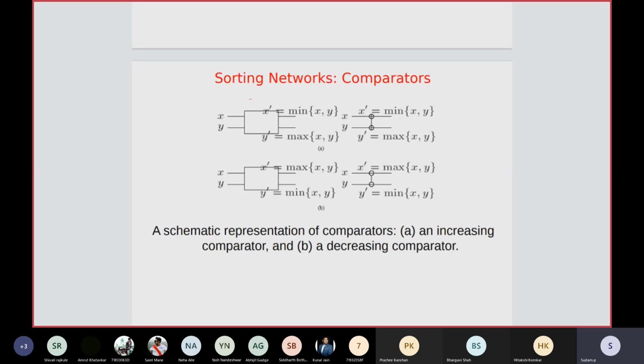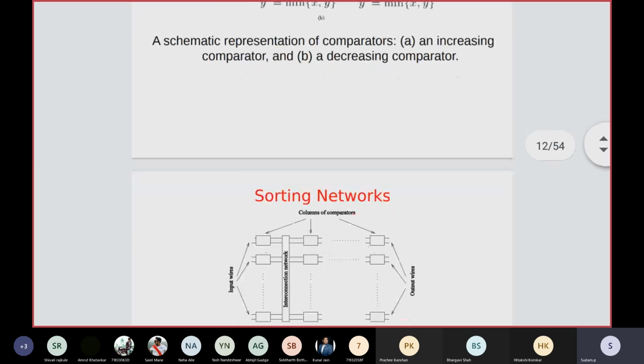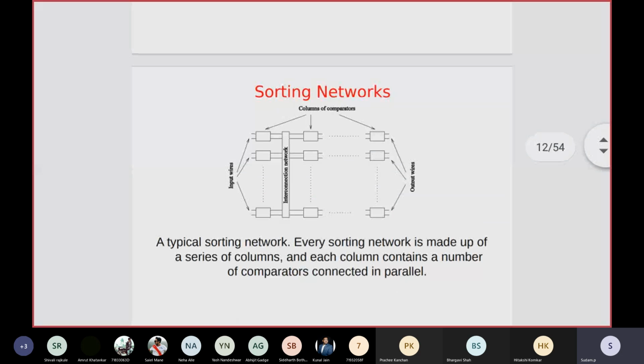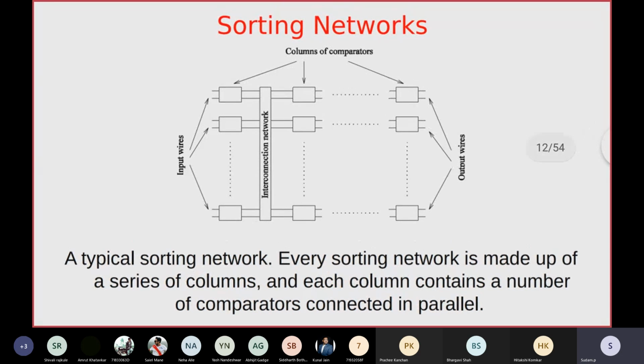Okay, in each pair of elements in that particular sequence, if you see that. So this is the schematic representation of comparators. A is the increasing and B is the decreasing comparator. We'll see it in brief because we'll not waste too much time on this, but you should have the knowledge of the sorting network design, how it is actually designed.